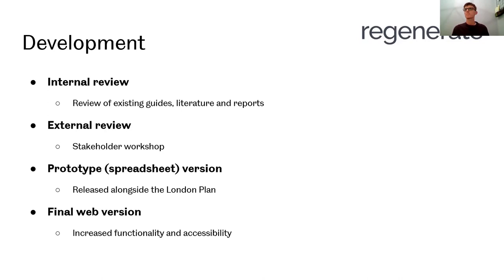We then made the final amendments and aimed to release the spreadsheet version of the tool alongside the new London Plan. The London Plan is a policy which requires all referable projects in the Greater London area to submit circular economy statements to get planning permission. And we've incorporated the requirements for this in the key reporting forms that are required to complete the circular economy statements within the tool. And then from there, we developed the final, freely available online web version of Regenerate, which I'll show you some screenshots of in some later slides.